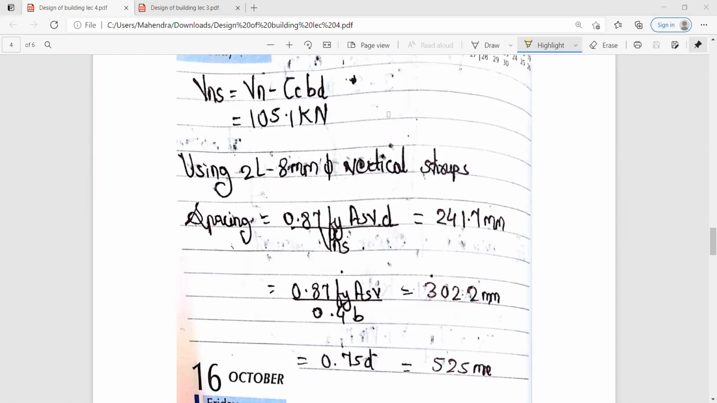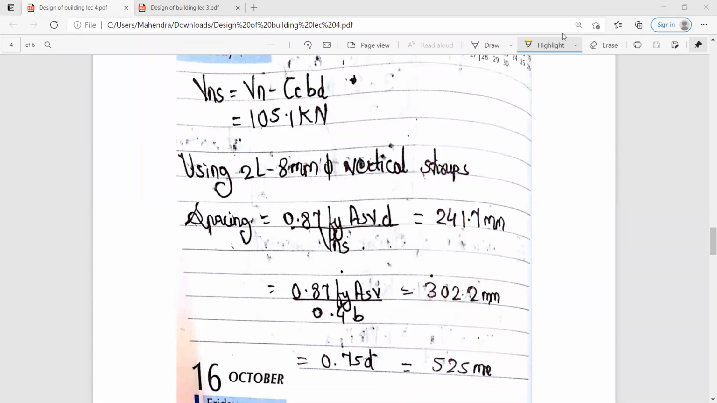After that, you need to provide 2 leg of 8 mm diameter bars, and after that you need to calculate the spacing. For calculation of spacing, again you know how to calculate the spacing. So there are 4 conditions. From that, the minimum value you have to consider for the spacing.